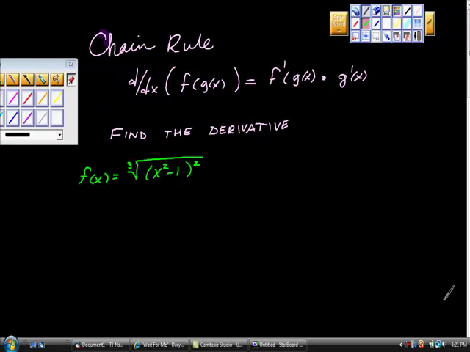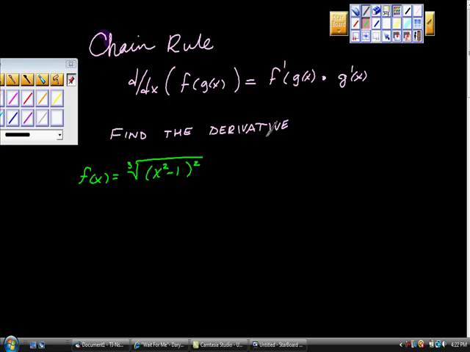Certainly the most important rule for differentiation in calculus is arguably the chain rule. The chain rule says this: if we have d/dx, the derivative of f of g of x, so we have a function internal to another function, that derivative is f prime of the outside function times the derivative of the inside function.